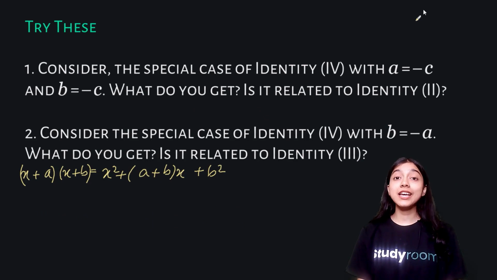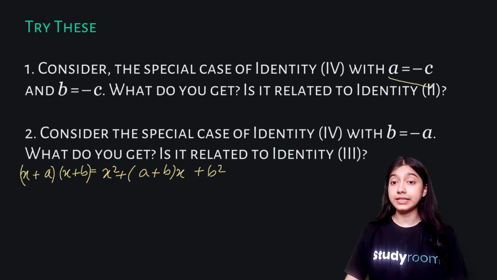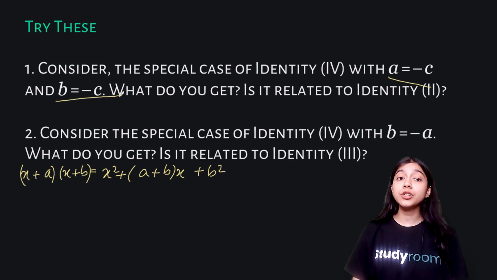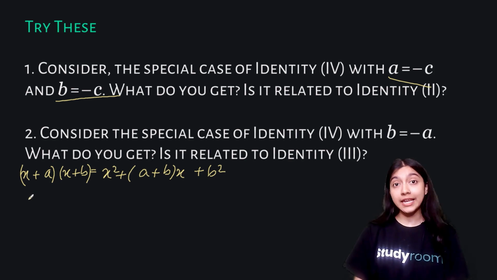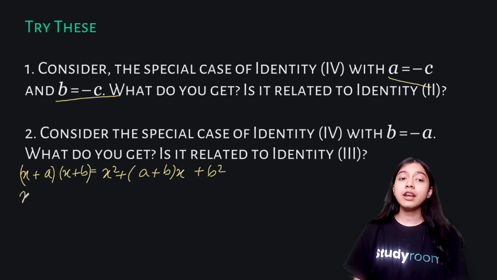Now, we will consider another case of identity 4. This is a special case. So, in this case, what we will do is, we will put a is equal to minus c and b is equal to minus c in identity 4. Let's put it and see what happens. So, I'll put a is equal to minus c and b is equal to minus c. So, that means I am putting the same value for both the variables a and b, that is minus of c. So, I'll write x as it is.